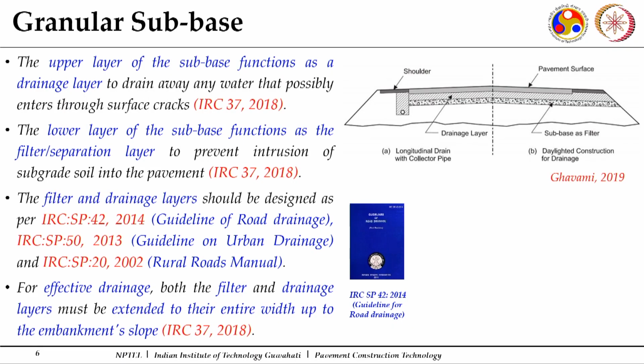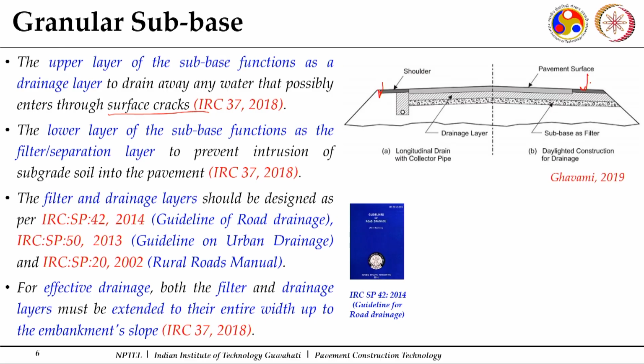Otherwise, when we construct in two layers, the filtration layer or separation layer has a low permeability, and allows the water to drain out to a lower extent compared to what you give through your drainage layers. The upper layer of the subbase functions as a drainage layer to drain away any water that possibly enters through the surface cracks, and not only through the surface cracks but also from your side shoulders. As we have seen, the formation width is there where you have your earthen shoulders also.